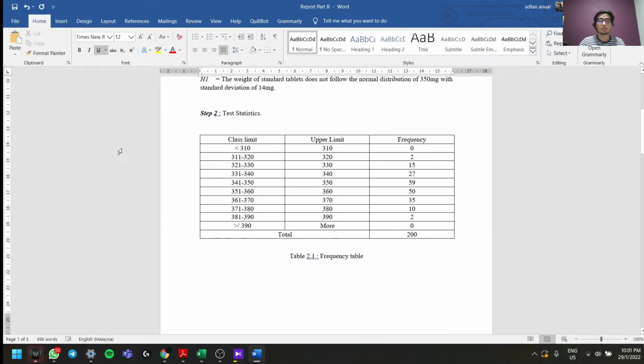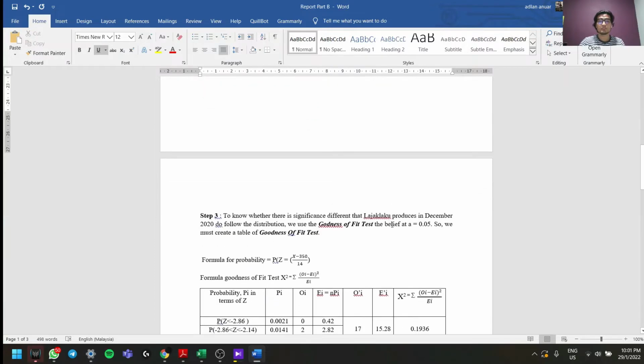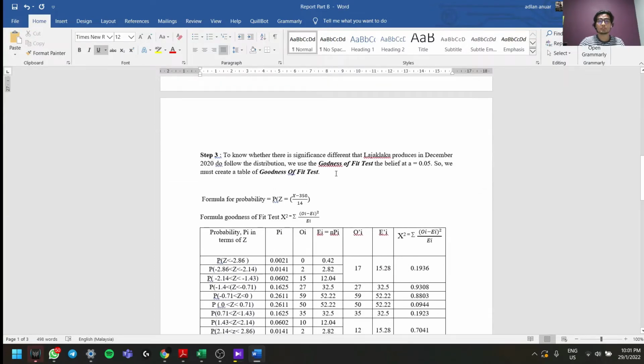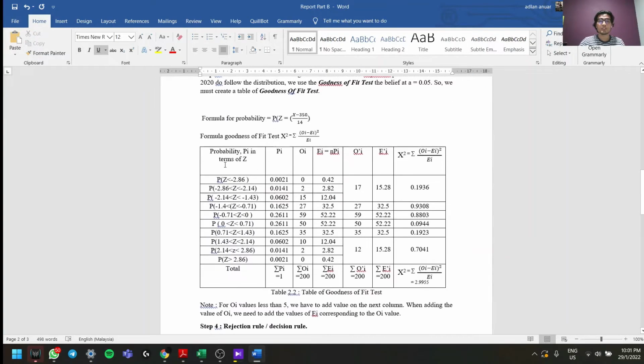For this step, I made the frequency table based on the data in Excel. The first column is the class limit, starting with 210 and the last is 290, then the upper limit, and the last one is the frequency. The total of the frequency is 200. Next, I perform the goodness of fit test.